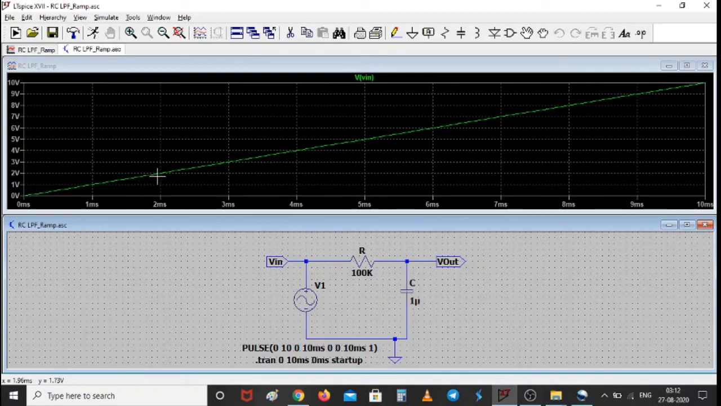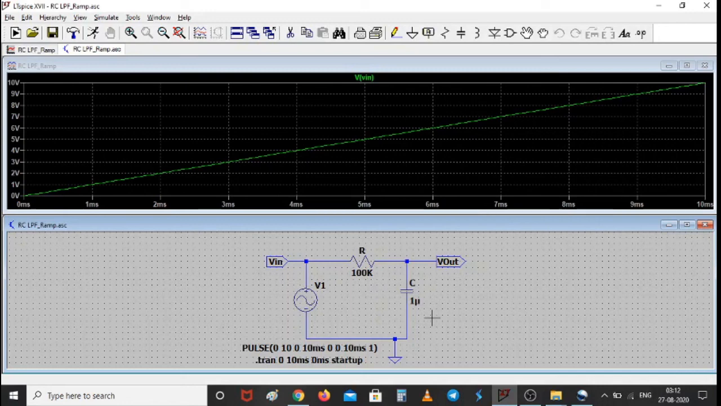So at t equal to 2 milliseconds, input is 2 volts. At 3 milliseconds, input is 3 volts. Here the slope is 1, so that at t equal to 10 milliseconds, input is 10 volts. This is our ramp input signal. At t equal to capital T, which is 10 milliseconds, my input is 10 volts. Here RC is 100 milliseconds, which means RC is much greater than capital T, because RC is 10 times greater than capital T.